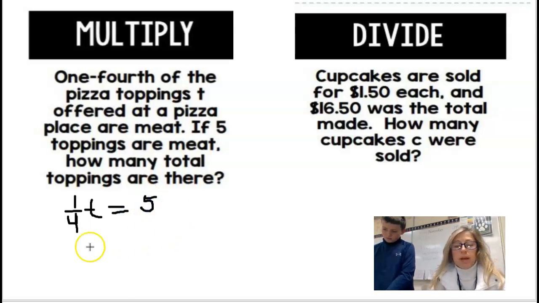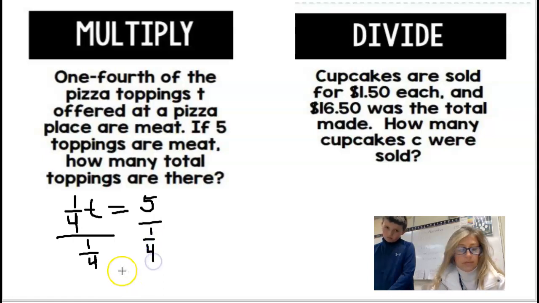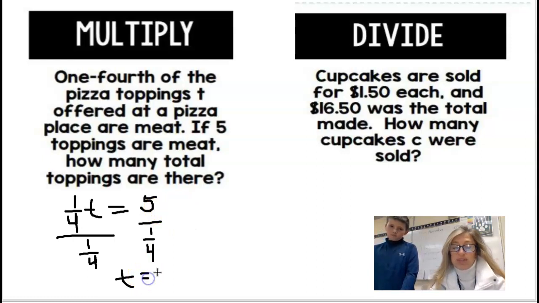Well, how would I solve this? I'm multiplying by 1/4, so in order to solve this, I'm going to divide by 1/4. And if I divide 5 by 1/4, do it on your calculators, but basically I'm going to skip, flip, and multiply. So I'm multiplying 5 times 4, and that equals 20 toppings.